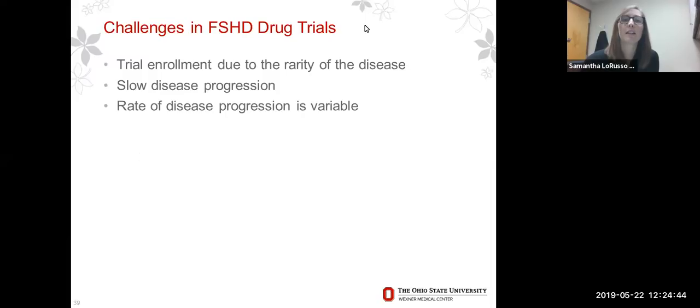So the reason for this study is really that there are a lot of challenges in FSH drug trials, the main ones being the rarity of the disease, trying to find enough patients to be involved in trials, and also because of what we had talked about previously, that slow disease progression, and because it's variable between patients, that actually leads to some issues with trying to decide whether a drug is efficacious or not. So if you think about a typical drug trial timeframe is over 1 to 2 years. And if you have people who are only losing a little bit of strength over 1 to 2 years, it can sometimes be hard to see whether a drug, for instance, is stopping disease progression or not.